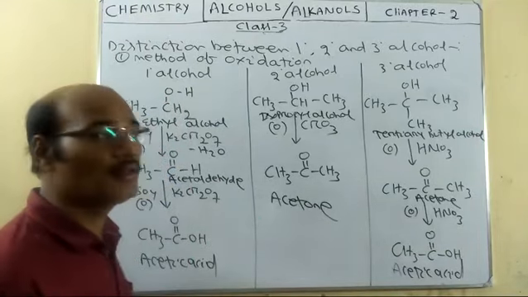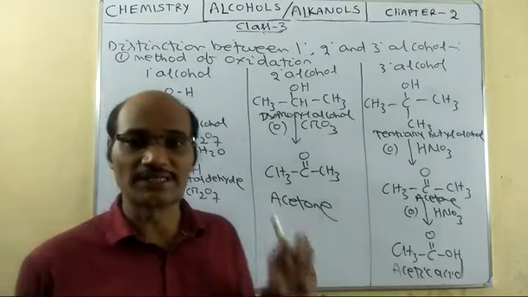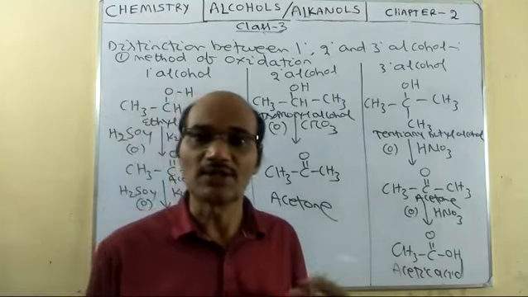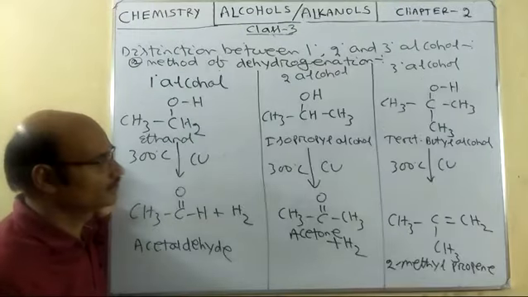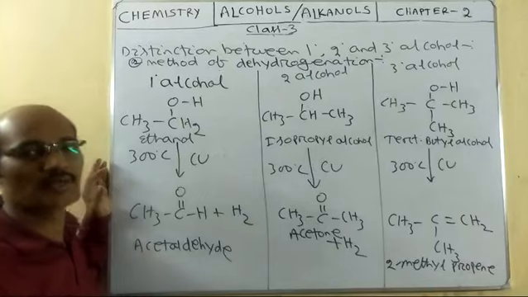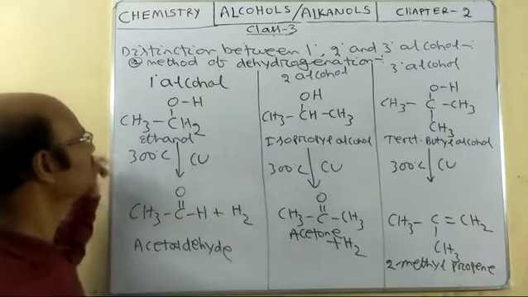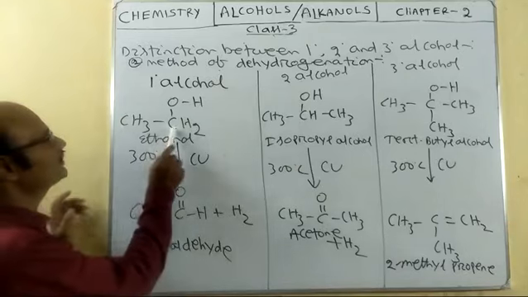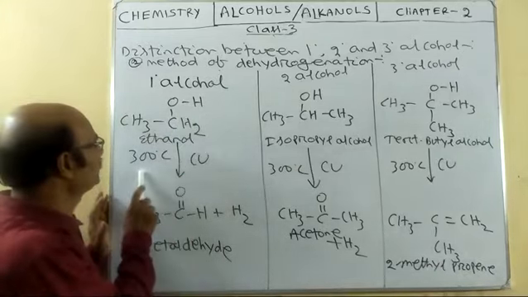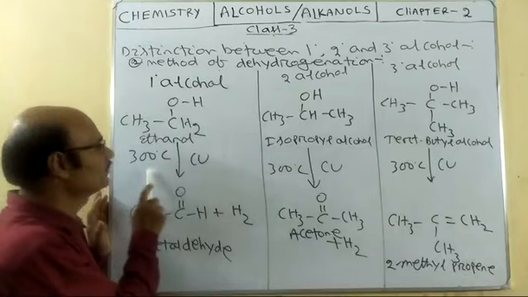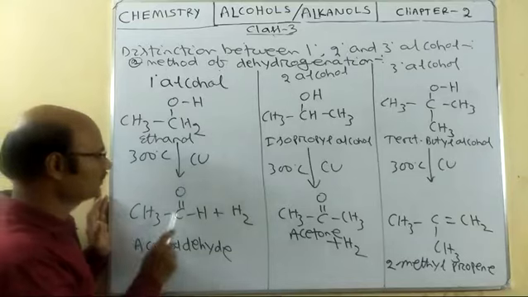The second one is your method of dehydrogenation, that is heating with copper at 300 degrees centigrade. Dehydrogenation to distinguish between primary, secondary and tertiary alcohol. You see here CH3CH2OH, primary alcohol, when heated at 300 degrees centigrade in presence of copper, then we are getting what? CH3CHO.